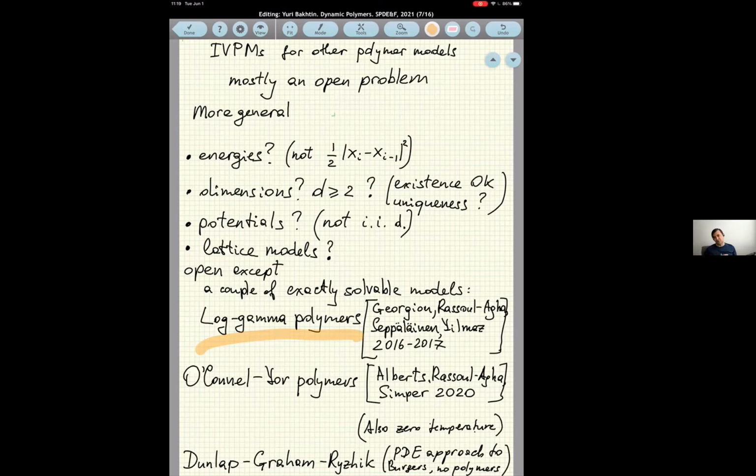So these are geodesics in random potentials. I'm not going there in this talk. There's a recent work by Dunlop, Graham, and Rijik. There's a PDE approach to the Burgers equation, and unlike ours, that is not based on polymers. They study the stochastic Burgers equation using PDE methods, which is a natural thing to do, and that's great, but they do not employ polymers at all. I think it's just worth mentioning here.